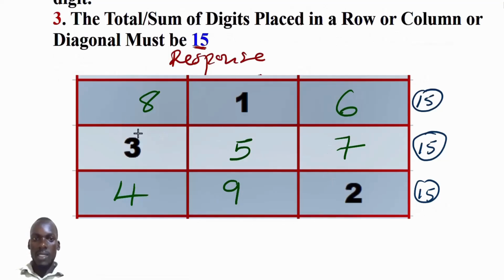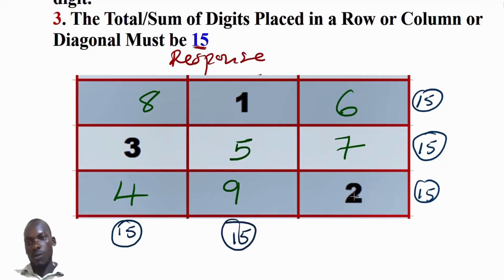Likewise, if we sum up the digits in the first column, we have 8 plus 3, that is 11, plus 4, we are getting 15. Then 1 plus 5, that is 6, plus 9, we are getting 15. Likewise, the last column, we have 6 plus 7, that is 13, then plus 2, we have the 15. So this one is the same.